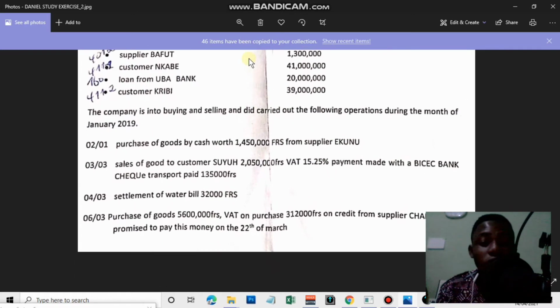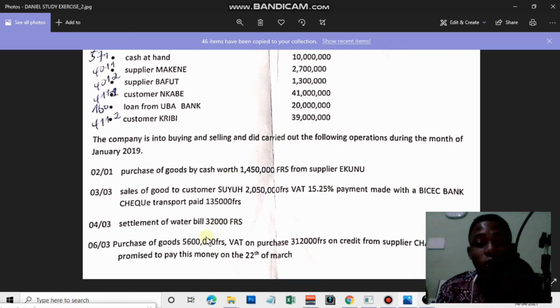There was a slight confusion about the date on this question, but I'm not sure the exams will be the same way, because here they say the company is buying and selling and carried out the following transactions during the month of January 2019. They say the transactions were carried out in January, but here they show the 2nd of January, and the next one is on the 10th of March. So there's maybe a typing error or a confusion about the recording.